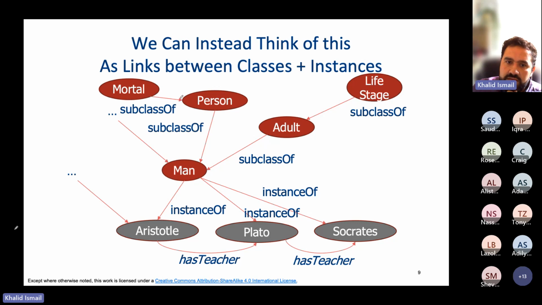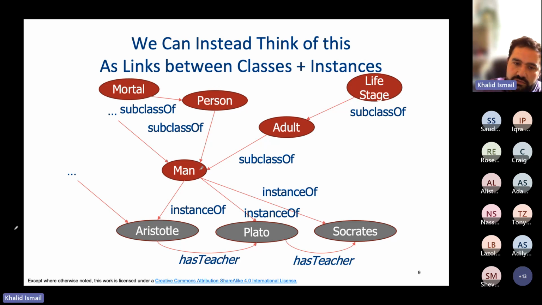So the head of the arrow means basically that the person here is a subclass of mortal. The head of the arrow points towards the subclass or the instance. You can see here that man is simply a subclass of person. So if man is a subclass of person, it inherits the properties or attributes from both the person class and the mortal class.